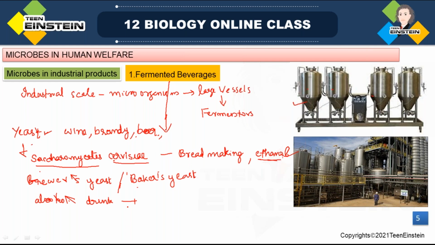Alcoholic drinks, you know, are produced with distillation or without distillation. Which are the distilled ones? Whiskey, brandy, rum and all come under distillation. And without distillation, wine and beer.